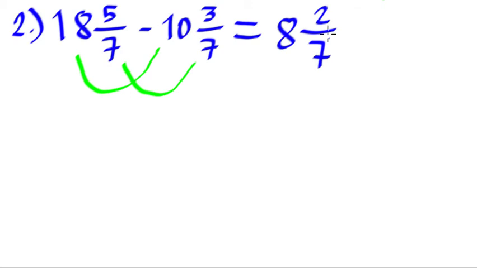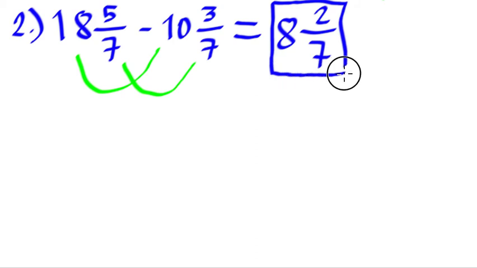Is this in the simplest form? Yes, it is, because 7 is a prime number, so that cannot be divided any further. So this is our answer for number 2: 8 and 2 over 7.